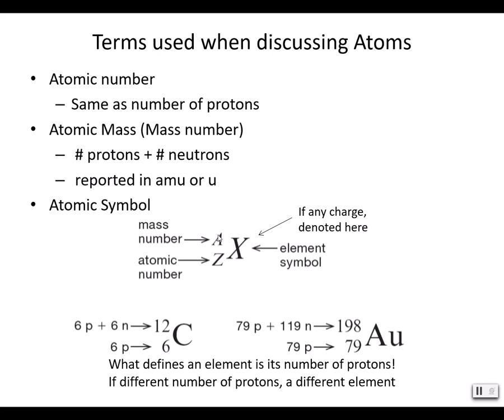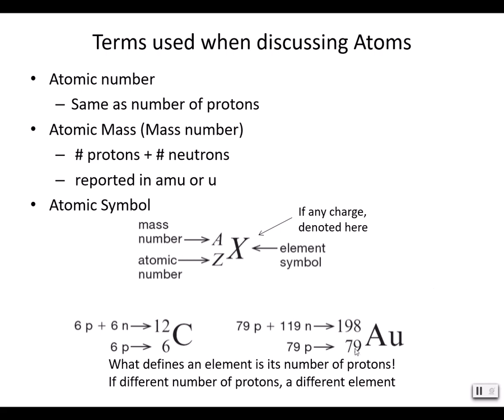As a superscript on the upper left is the mass number, that's equal to the number of protons and neutrons. The atomic number, the number of protons, is a subscript on the left. And if there is any charge that is associated with the element, if it's a cation or an anion, then that charge would be listed here. This symbol does not have any charge to it, so it's a neutral charge. Things that are neutral charge have equal numbers of protons and electrons.